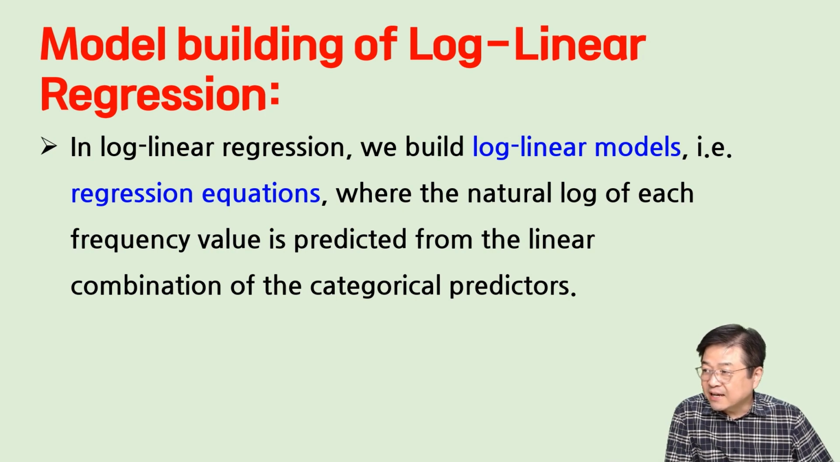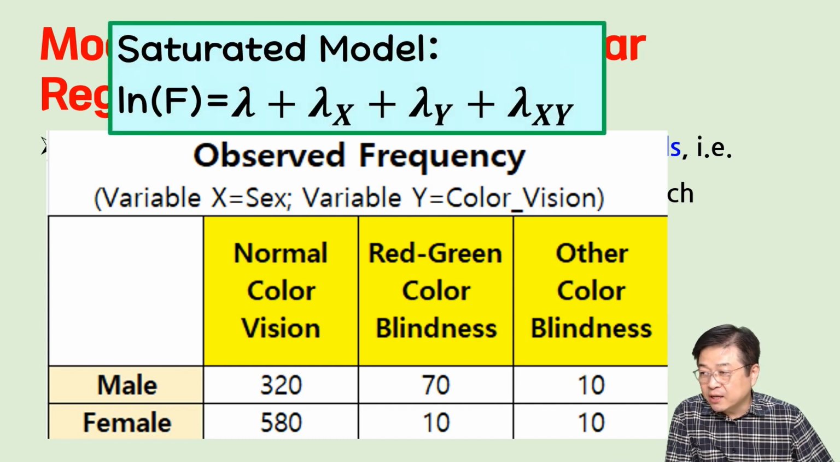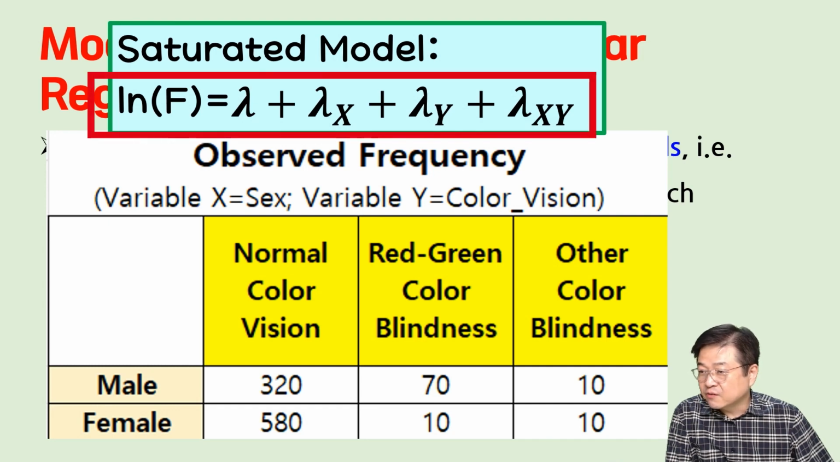Now, the fundamental idea is that these observed frequency values are in fact the predicted outputs of a saturated model. On the left-hand side of the equation, we have the natural log of each frequency value, and then on the right-hand side of the model, we first have lambda, which is the constant effect, and then lambda x, which is the main effect of x, and then lambda y, which is the main effect of y, and finally lambda xy, which is the interaction effect of x and y. This is the saturated model.